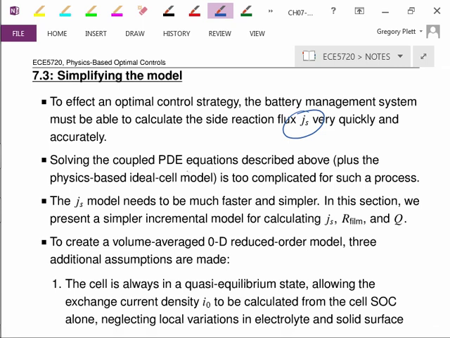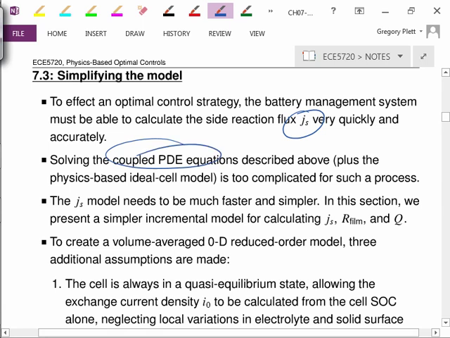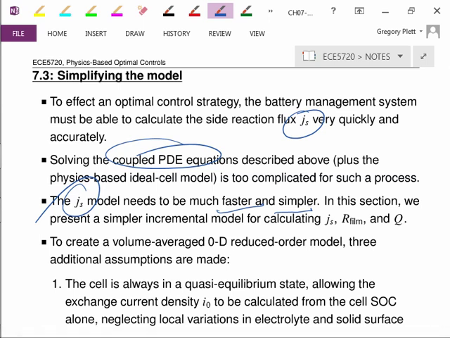Of course, we could do it by directly solving the coupled partial differential equations that are given by the Newman model coupled together with the Ramadass model. But that's going to be very complicated, very slow, not really robust enough for a real battery management system implementation. We need to make this JS model faster and simpler, and we really need a way to decouple it from the ideal cell model, this physics-based ideal cell model, because that's a coupled PDE system itself.